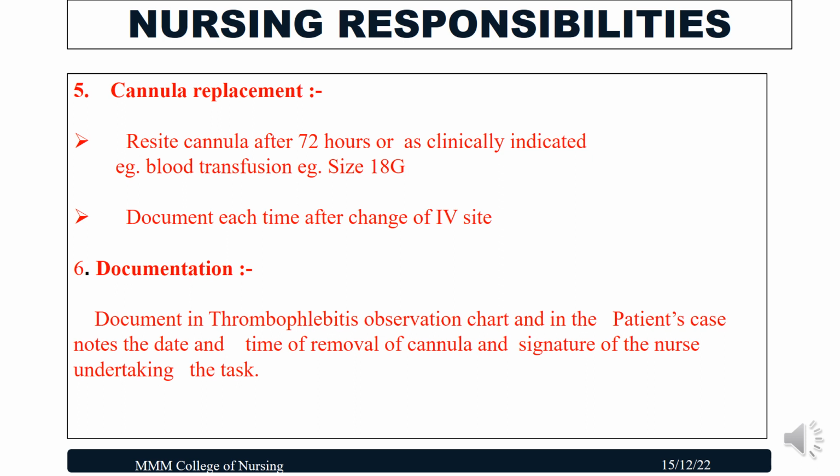Fifth point is cannula replacement. Replace the cannula after 72 hours or as clinically indicated. For example, when we are doing a blood transfusion, we should use a large size cannula, that is 18 gauge. Document each time after the change of IV site. This cannula replacement is also based on hospital policy. Then document in the thrombophlebitis observation chart and in the patient case note, with the date and time, the insertion of the cannula and when it was removed, what the dwelling time of the cannula was, with the signature of the nurse.